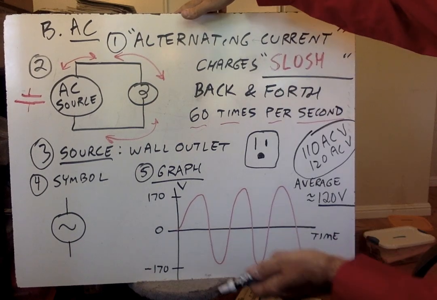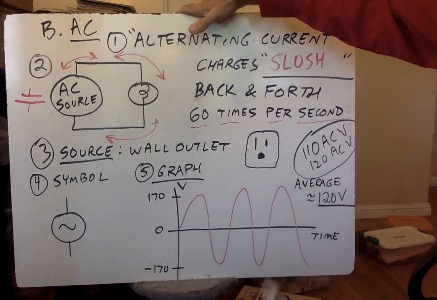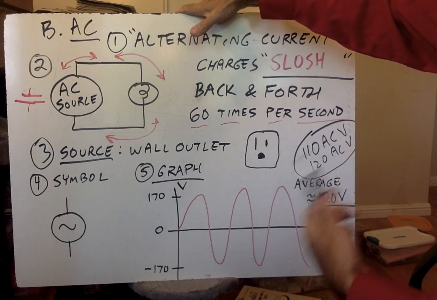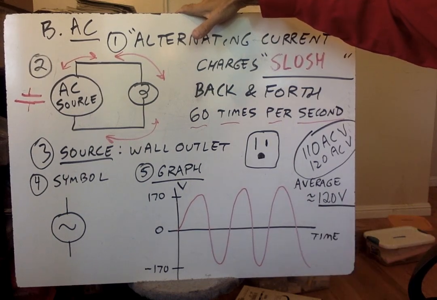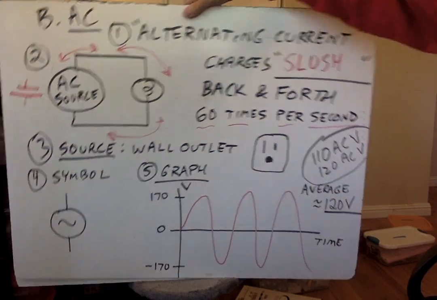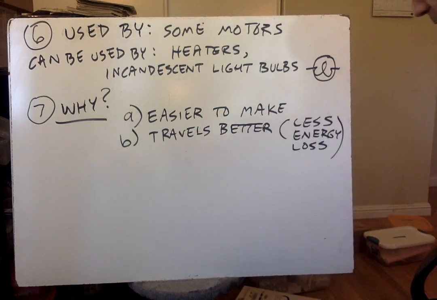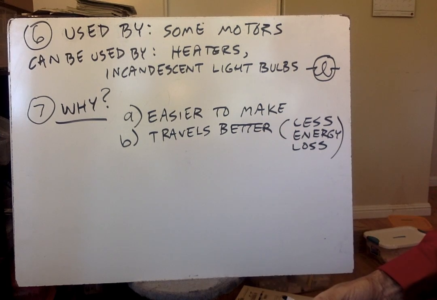Now, this is complicated, right? Back and forth, charges sloshing back and forth, a more complicated graph. And our calculators, cell phones, and computers don't use this. They don't want this. They want that constant DC voltage. So the question you might be asking yourself is, why? Why would we ever have this kind of voltage? Why would we engineer our electronics to create a wall outlet with this sloshing AC voltage?